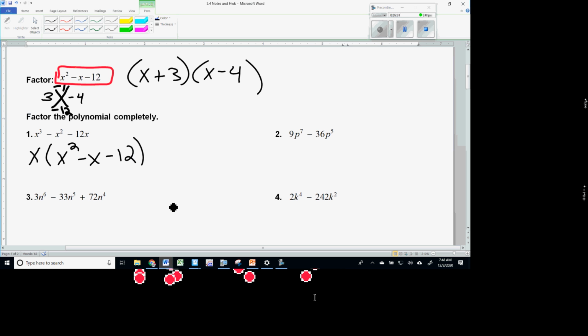Now, once we get to there, you see this is basically the same one we just did up top. We've divided out an x. And now we take this part and we do the same thing from up there. And so our answer will be x times x plus 3, x minus 4. Notice this is an x cubed, so we now have 3 factors.